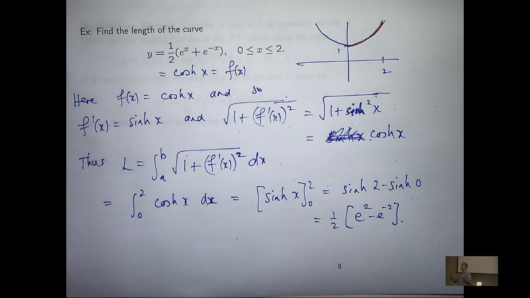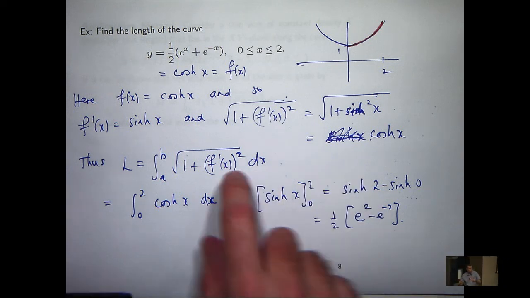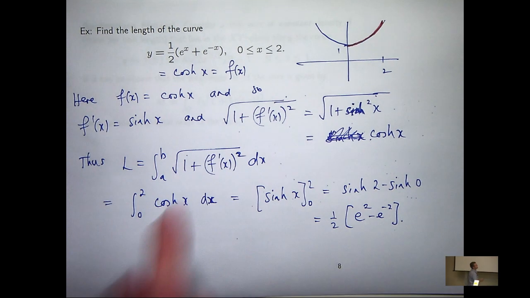Now, sometimes in that particular example, it was easy to manage the square root sign away. It's not always so easy. And I'll give you some examples where it's not so easy to manage the square root sign away. Okay? Sometimes it's easy, sometimes it's not.